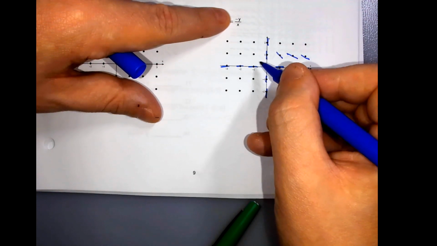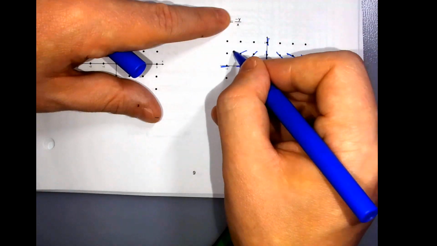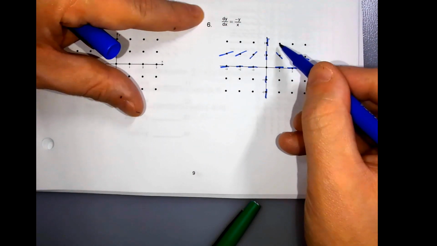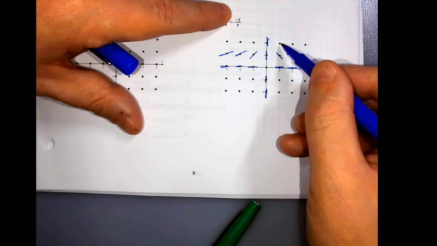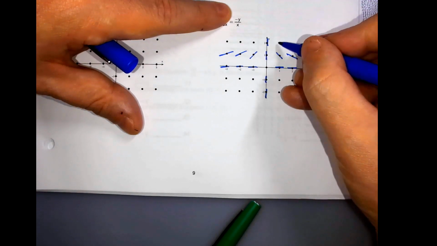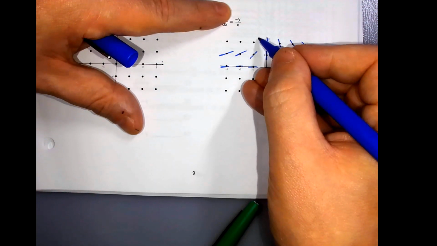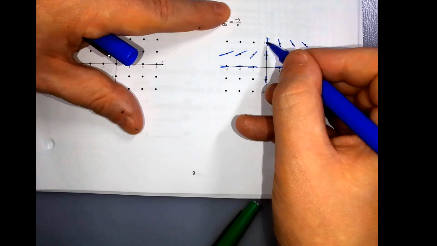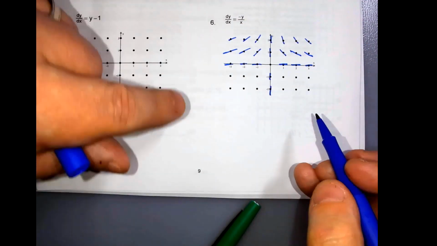Over here, a 1 and a negative 1 would be a positive 1, and then less steep, and then less steep. And then if we went up here to 1, 2, the y is 2, and the x is 1, so that would be a negative 2, and then becoming less steep. And then over here would be a positive, because the y's are positive, x's are negative, so it's going to look like this.